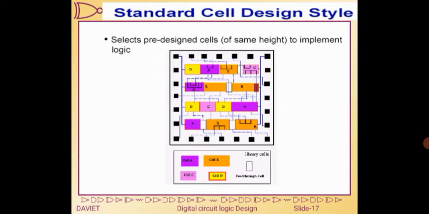You have to see A and A. So in the 4 rows we are using the cell A. In some rows we are using the cell B, and in some rows we are using cell C and cell D, and there are interconnections.